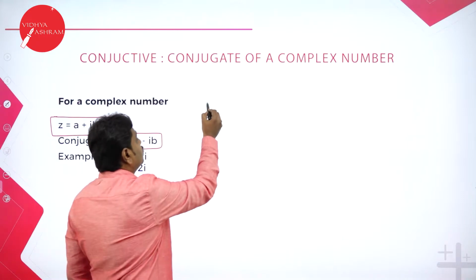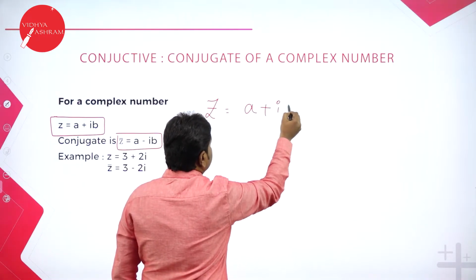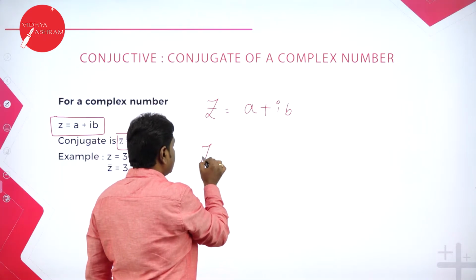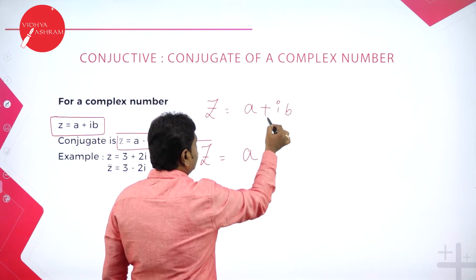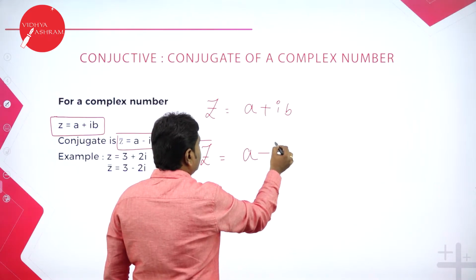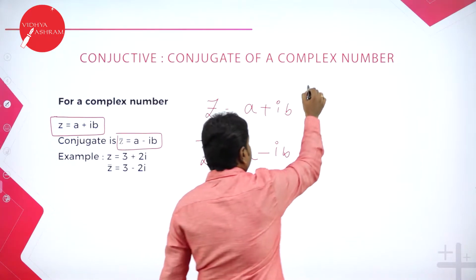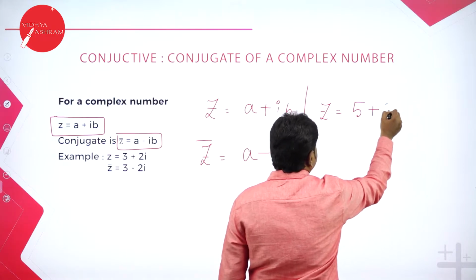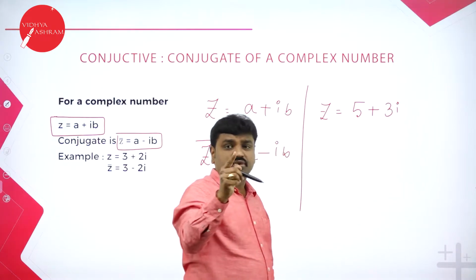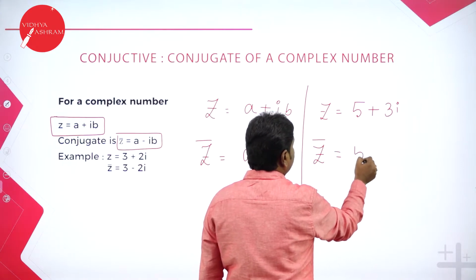For a complex number of the form z is equal to a plus ib, its conjugate is simple. Conjugate is symbolized by z bar and we change the coefficient of i. If b is positive, make it negative, minus ib. Only the coefficient of i you should change. For example, if you take z is equal to 5 plus 3i, this is a complex number. If I ask you to write the conjugate, z bar is 5 minus 3i.